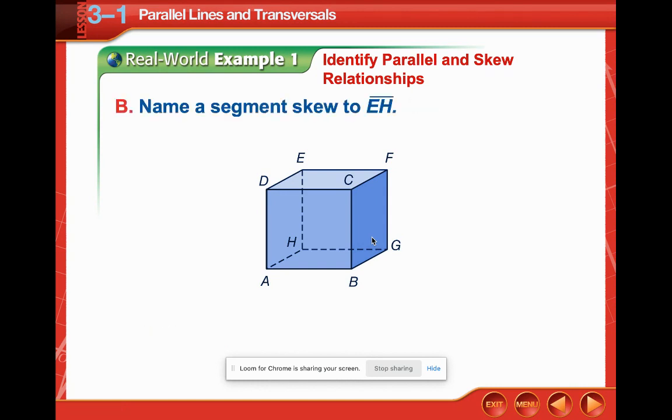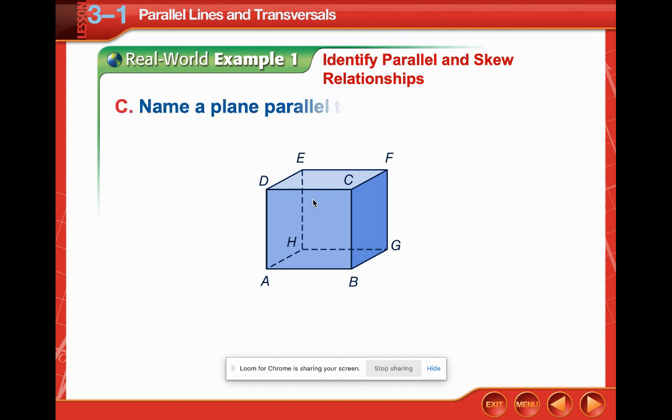Name a segment skew to EH. So there's quite a few. AB. So as you can see, here is EH in the back. So these will be lines that aren't exactly parallel, but will never intersect because they're not on the same plane. So AB will never intersect with EH. CD will never intersect with EH. BG will never intersect with EH. And CF will never intersect with EH. And none of them are on the same plane.